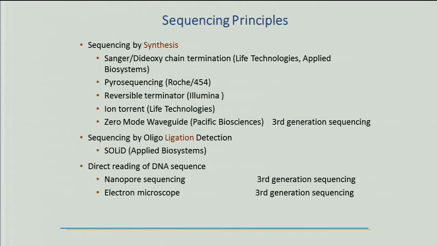These are the companies which are starting right now, and these are the instruments being used for sequencing. These are the five companies which have invested a lot of funds in doing that: Sanger, Roche, Illumina, Life Technologies, and Pacific Biosciences. These are all using nanotechnology to work with.